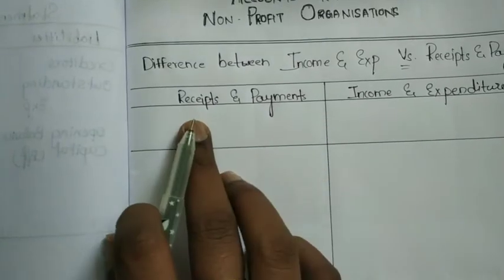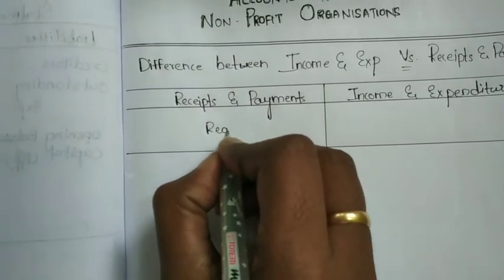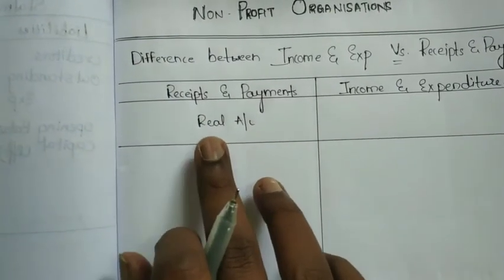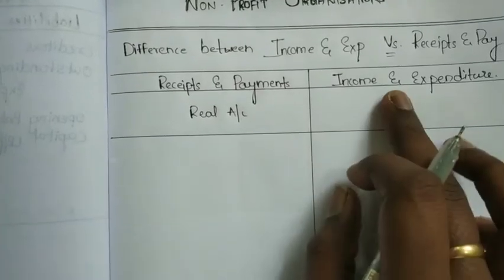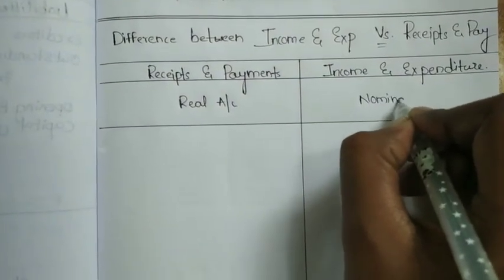So when it comes to the nature of receipts and payment account, it is a real account. Yesterday we have already discussed the real account. The receipts and payment account is of the nature of a real account. When it comes to income and expenditure, it is of nominal nature. So what is the principle?